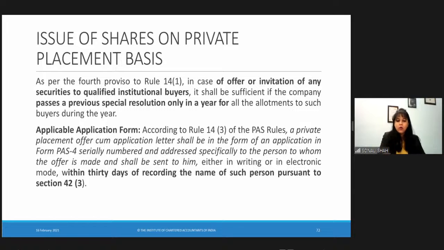Okay. So are we good on this point on requirement of special resolution and exceptions where special resolution is not needed? Are we clear with this?